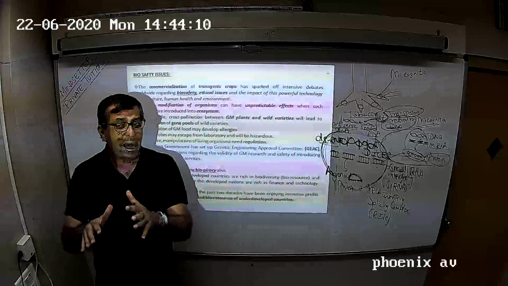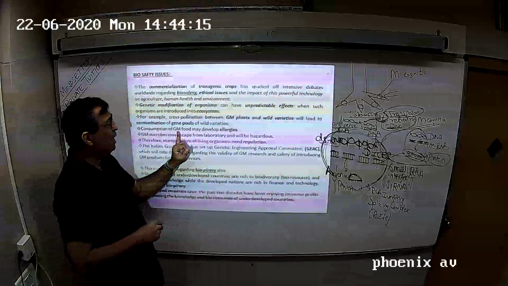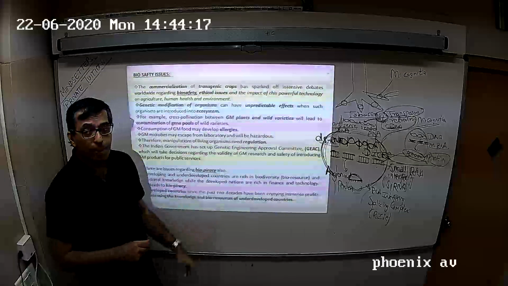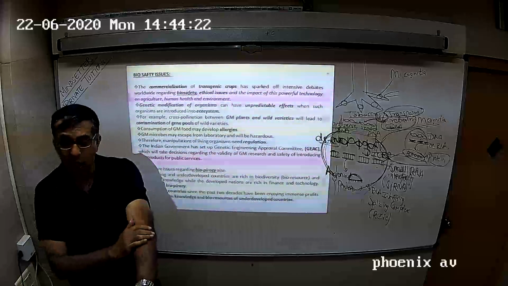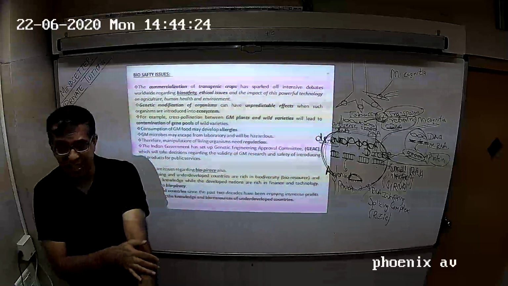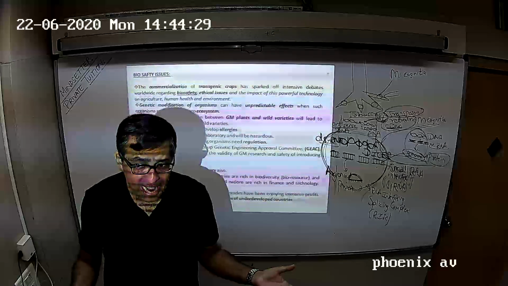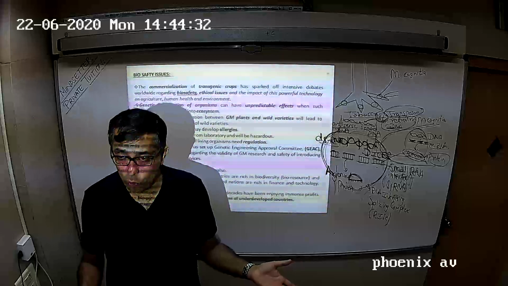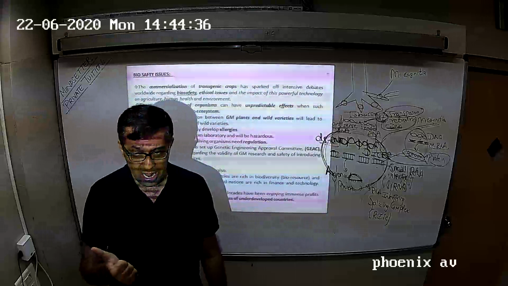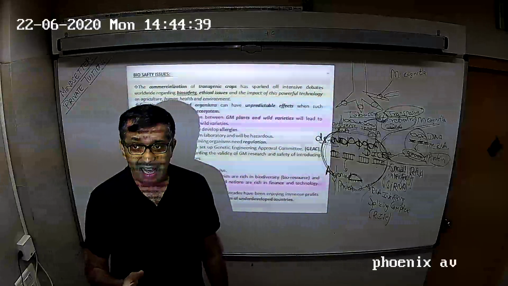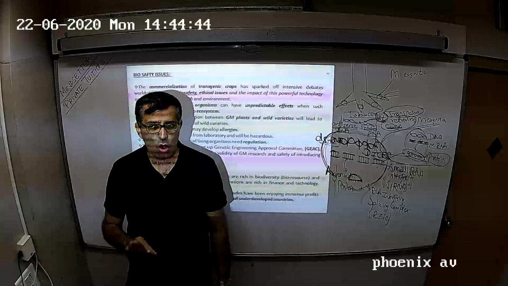So the natural balance of the ecosystem will be disturbed. And consuming genetically modified plants may produce allergies. So if someone eats genetically modified food, you can get allergies, skin rashes. Maybe they are carcinogenic. They may produce cancers in the future because this is not a natural product. This is genetically modified food. So allergies can happen, cancers can happen. Therefore consumption of genetically modified foods is not advised.